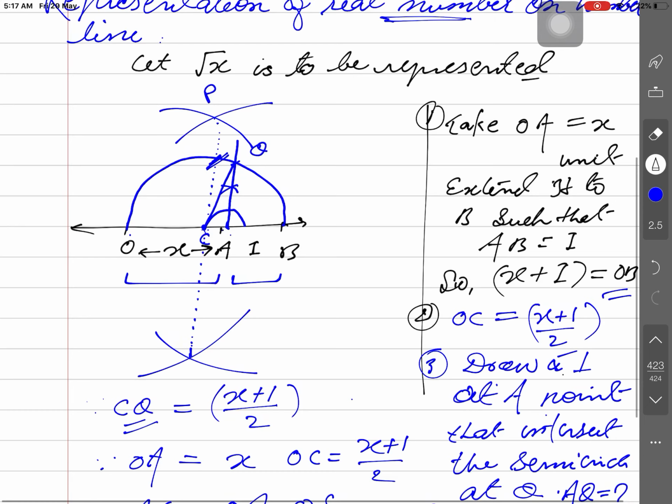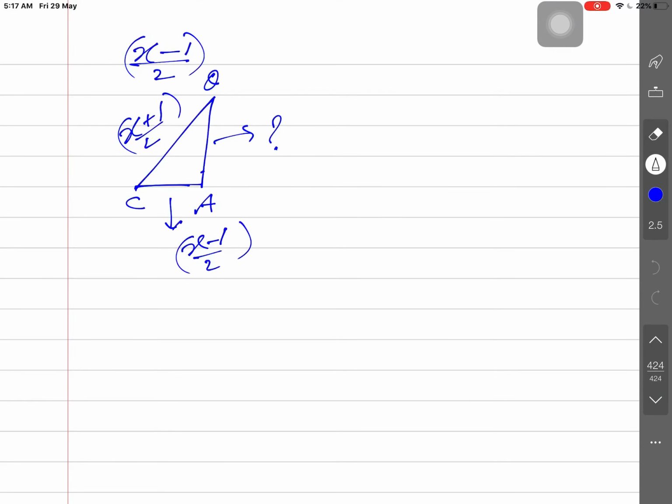C to Q is the radius of the semicircle, and C to A, we just found, is (x minus 1) by 2. Now A to Q we are to find out here. So what type of triangle is being formed here? Right triangle. This value is to be found out here.